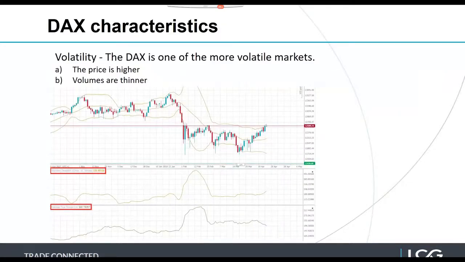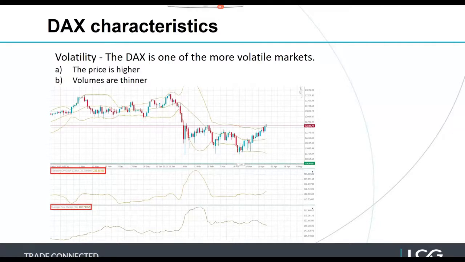So just something to consider here for when trading the DAX, volatility. The DAX is one of the more volatile markets, and I think that is to some extent why it's popular as a trading market. I've heard many people say it's easier to trade than the FTSE. One reason for that is that the price is higher. So if the value of the index at the moment is 12,000, say for example the FTSE it's 7,000, well you'd expect double the amount of points movement in a day, right?